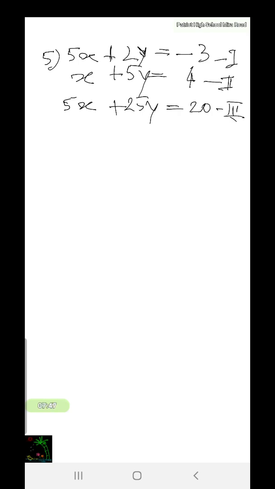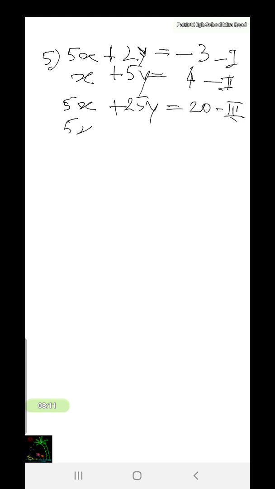Example 5. 5x plus 2y is equal to minus 3, equation 1. x plus 5y is equal to 4, this is equation 2. Now multiplying equation 2 by 5, we have 5x plus 25y is equal to 20. Now subtracting equation 1 from 3.